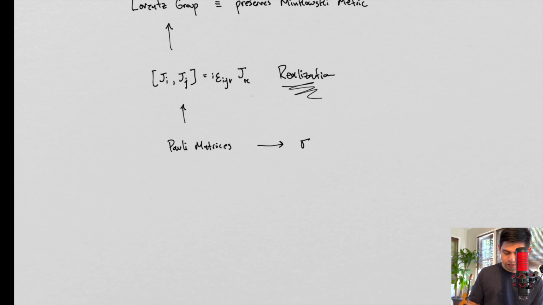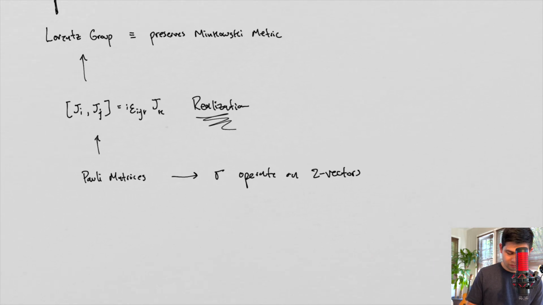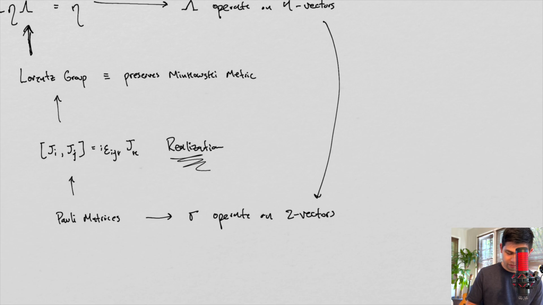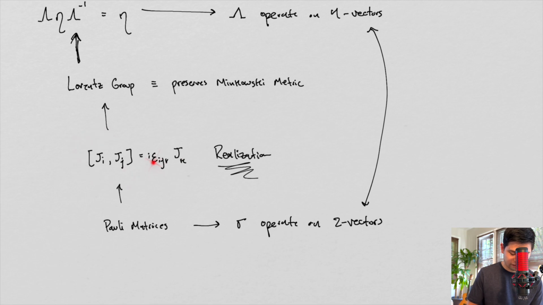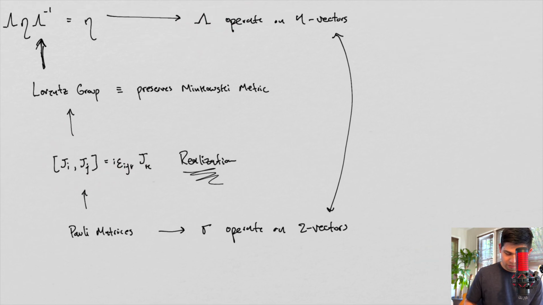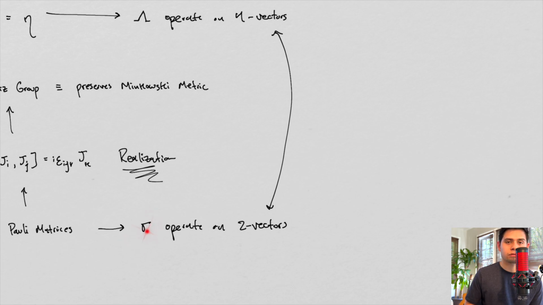Pauli matrices, what on earth do they operate on? Well, generally speaking, they operate on, we'll say, 2 vectors. So there's a discrepancy, right? If these guys are essentially the same as these guys because they obey this algebra, they can't operate on 4 vectors because they're only 2 by 2 matrices. So what the heck is going on here?